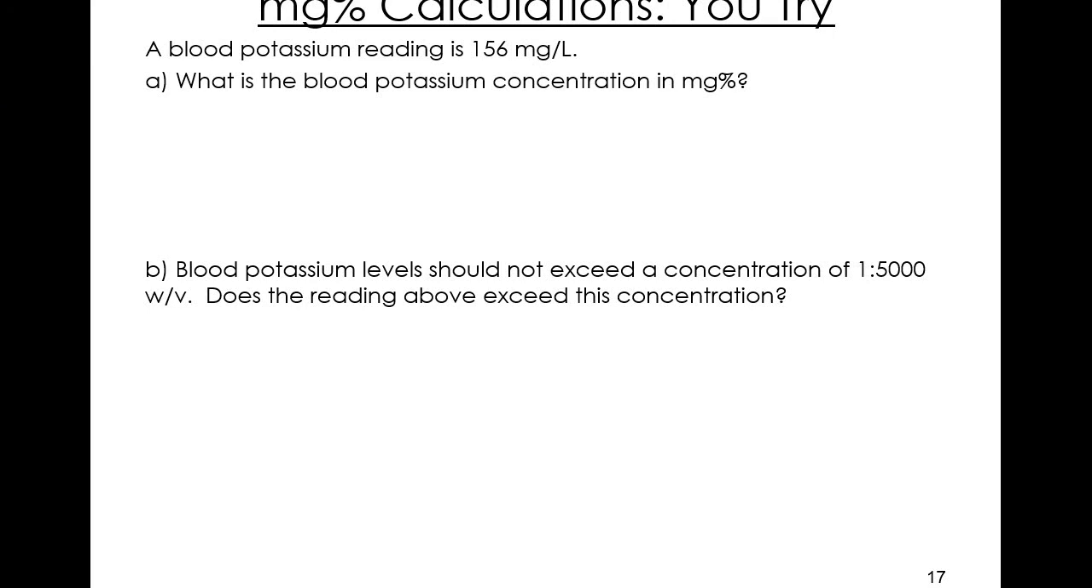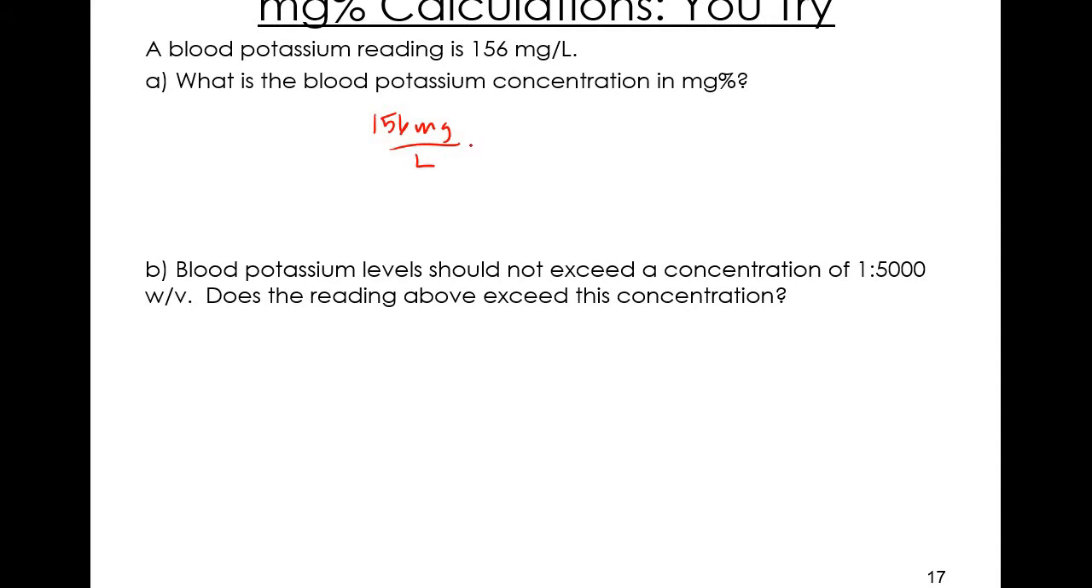The first question asks what a blood potassium concentration will be in milligrams percent. We're given a reading of 156 milligrams per liter, and we know that we get milligrams percent by taking milligrams per milliliter and multiplying by 100 to get the percent.